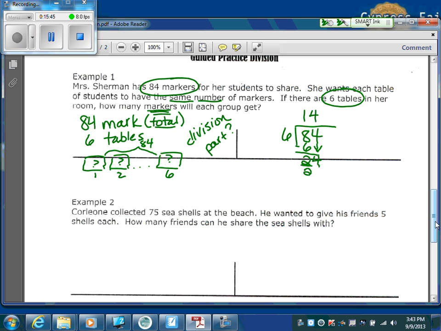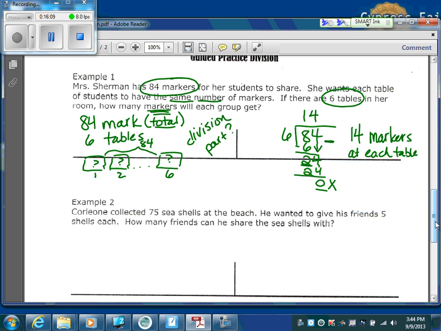4 times 6 is 24 exactly. Subtract, make sure, is this less than 6? Yes. Check to bring down. Do I have a number right here? No. That means that I am done, and my answer is 14, and there are 14 markers at each table.